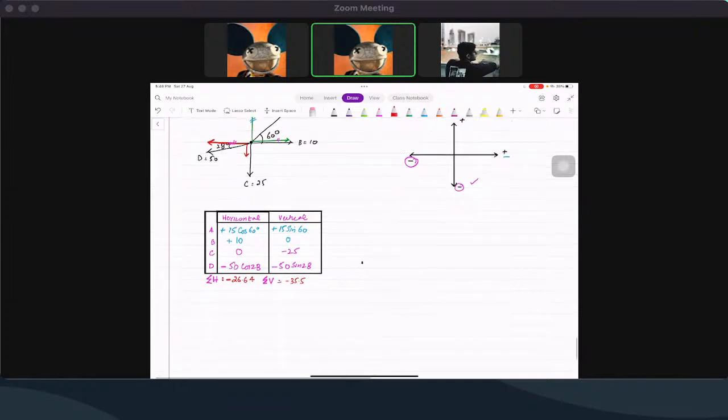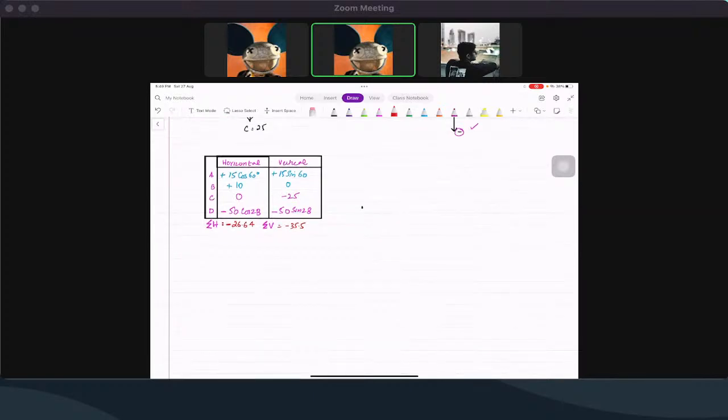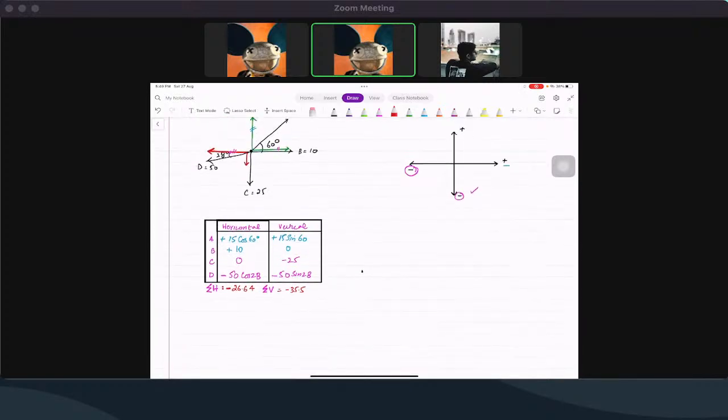Now once you have that, basically this means that horizontal is towards the left. How do I know it is towards the left? Because I got a negative value and negative is towards the left. And this is going to be 26.64. And the vertical is towards down, which is 35.5. And that's also minus. So basically it's downwards, so the negative is down, right? Is it clear?